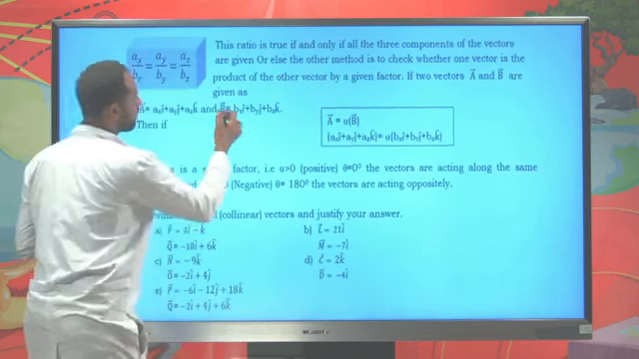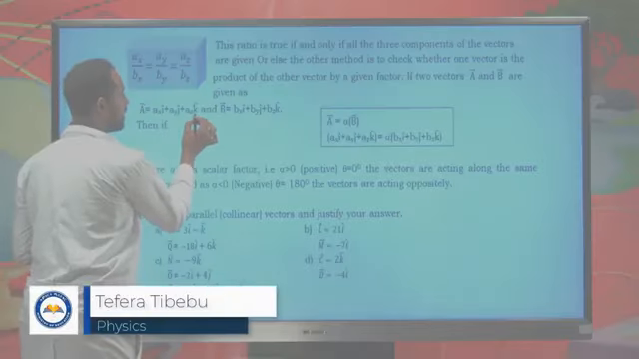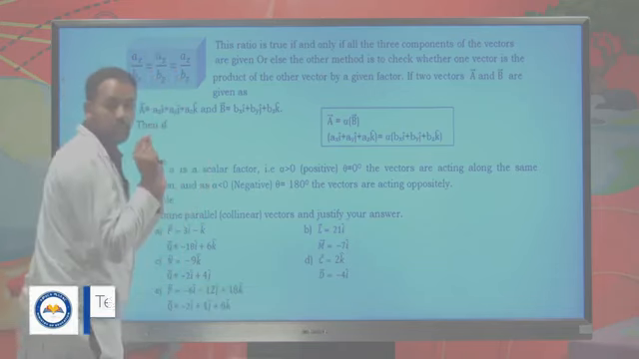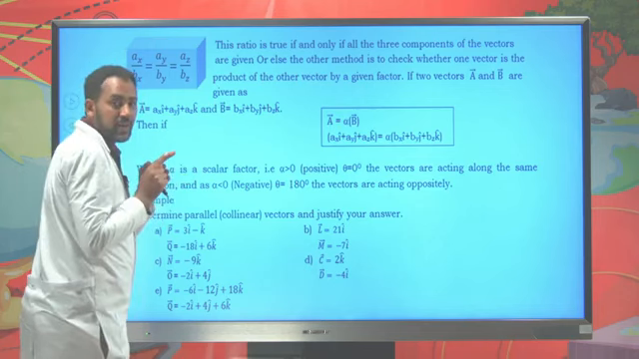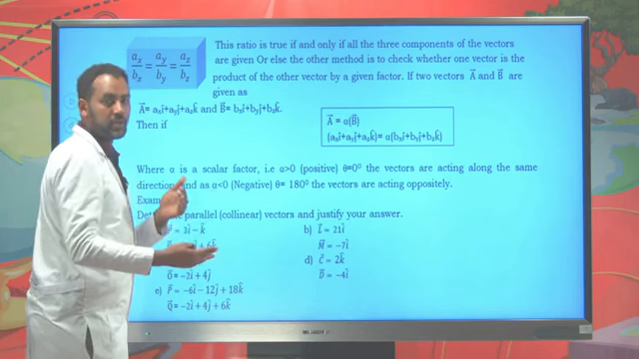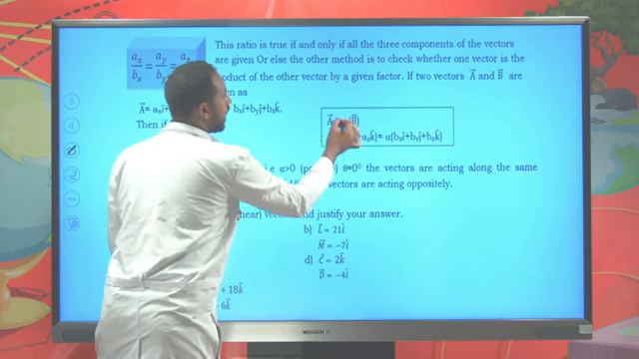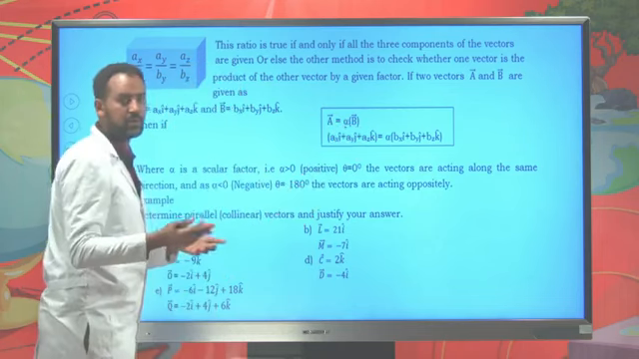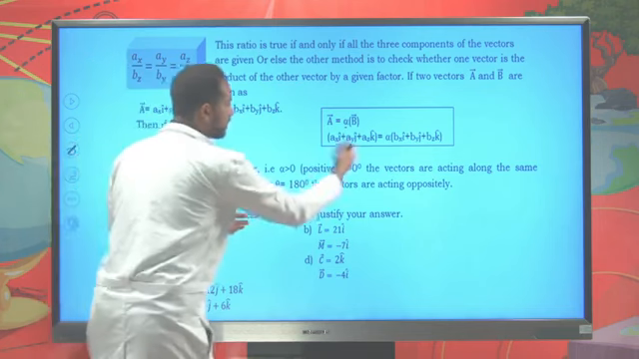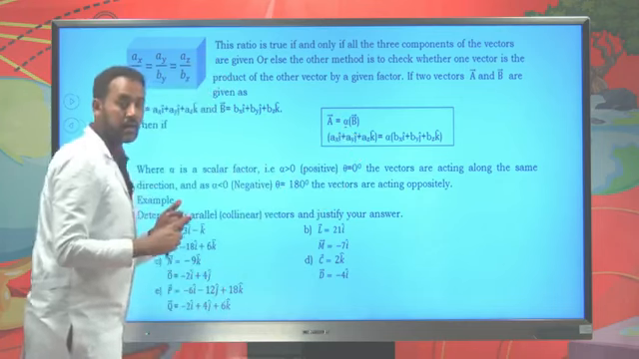Let's take here, suppose you have two vectors: a = ax i + ay j + az k, and b is also given like this. If these two vectors are collinear, or if they are parallel to each other, then one vector is a scalar multiple of the other vector. It's possible to say that vector a is alpha times b, where alpha should be a pure number. It might be 1/2, or it might be twice that of vector b, and so on. If this is possible, then the two vectors are parallel.